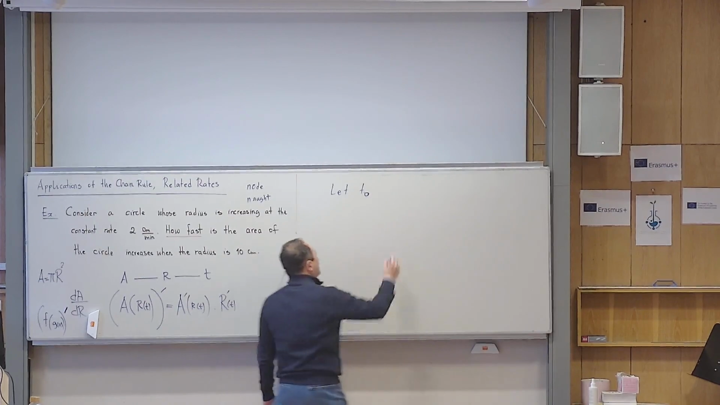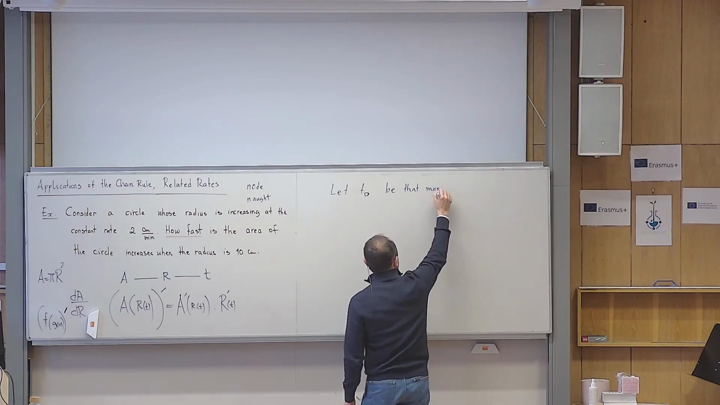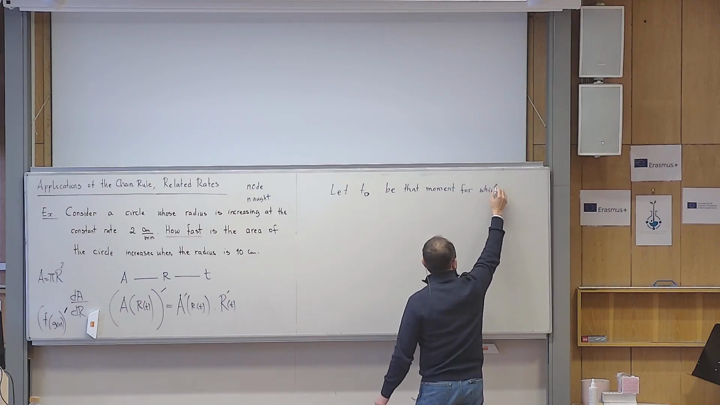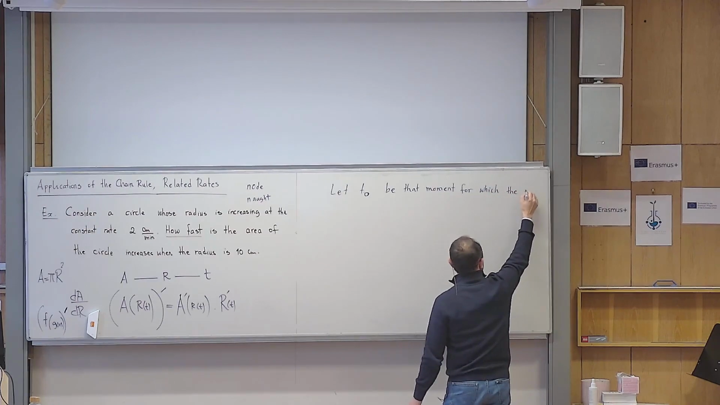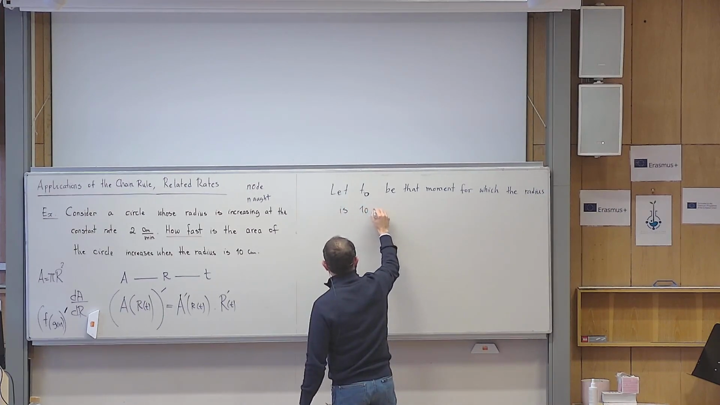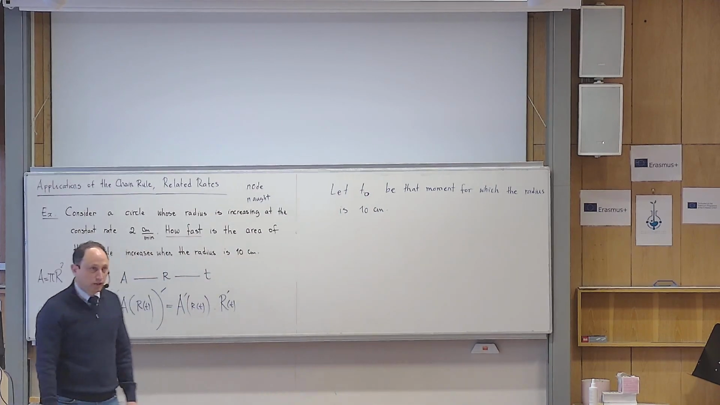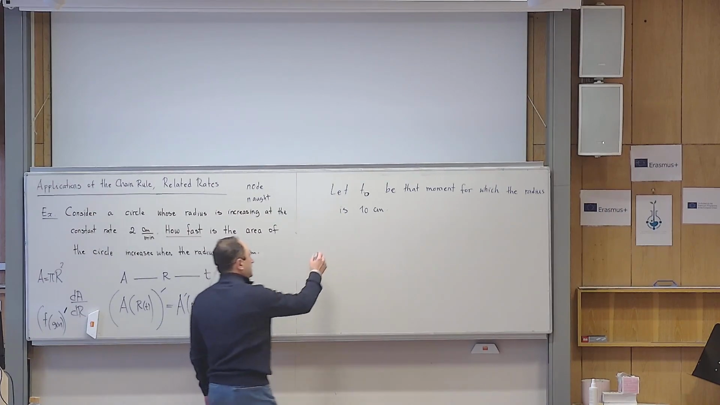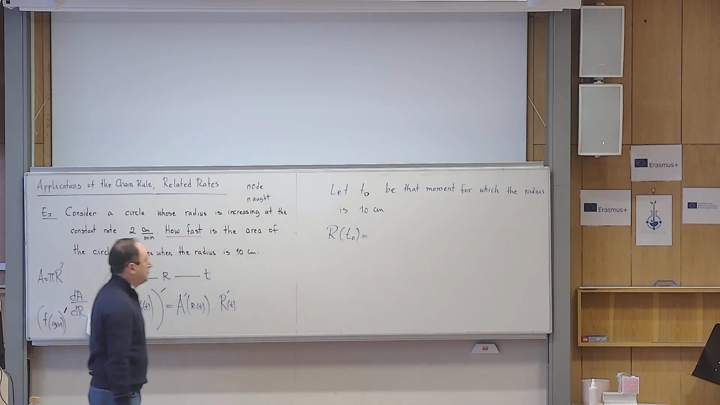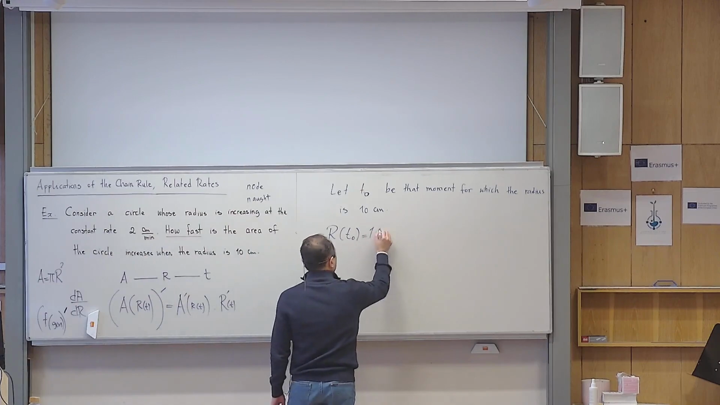Okay? So let t0 be that moment for which the radius is 10 centimeters. If you ask me, do I know the value of this? I don't know. Okay? So in other words, can you tell me, what is R of t0? It is given in the problem. 10. Yes? 10 centimeters.